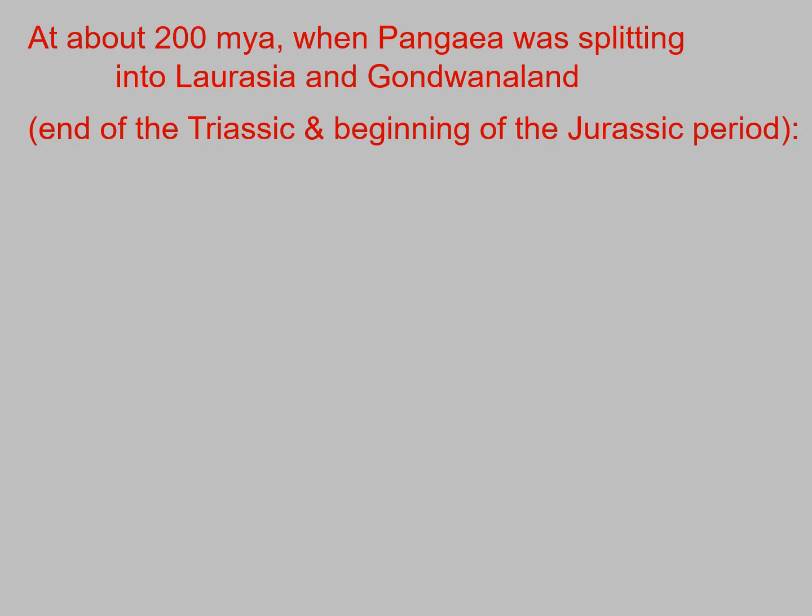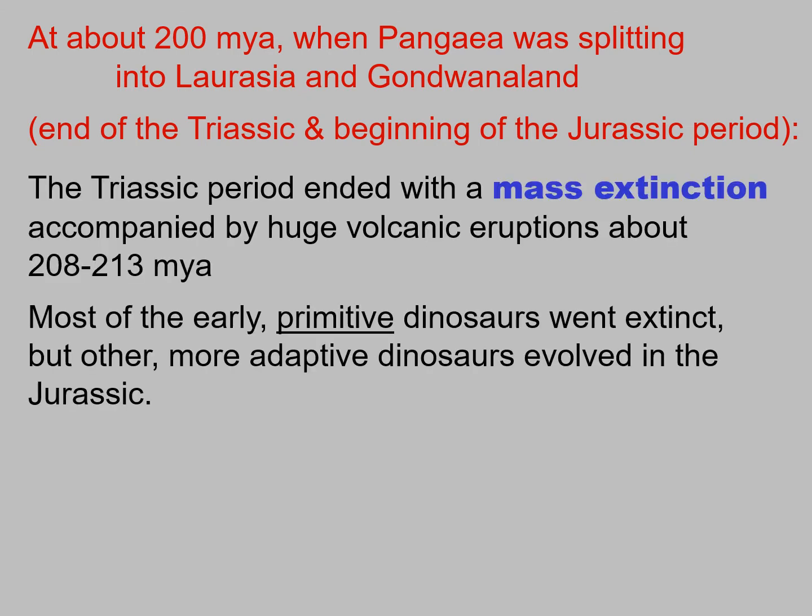At about 200 million years ago, when Pangaea was splitting into Laurasia and Gondwana, we find a mass extinction accompanied by huge volcanic eruptions. And at this time, most of the early primitive dinosaurs went extinct, but other more adaptive dinosaurs, like the ones we're more familiar with, evolved in the Jurassic.